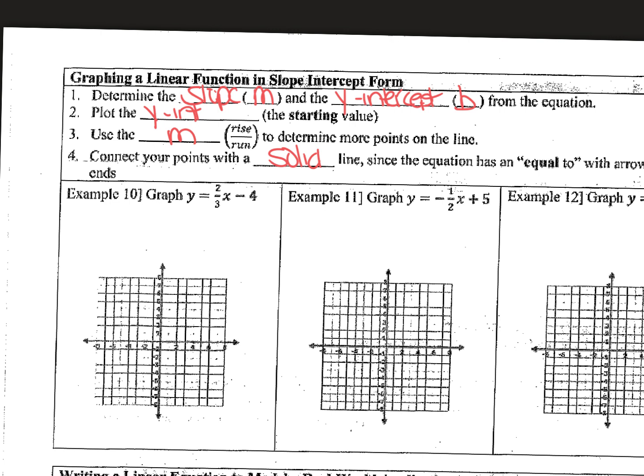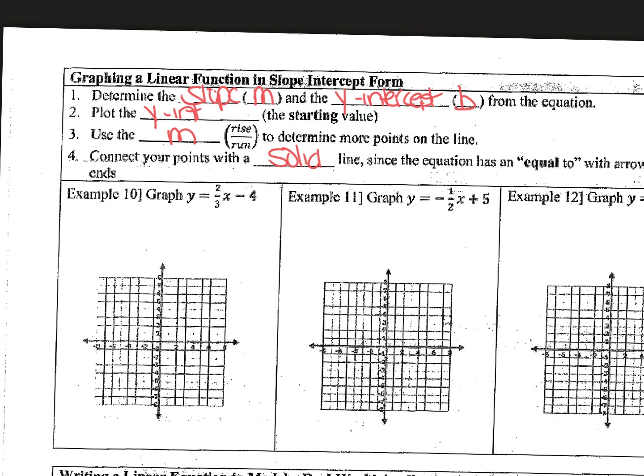I always want you to start by plotting your y-intercept first. That's why I remind myself that b is beginning, begin. And then we're going to use our slope to determine more points on the line. And then we're always going to connect them with a solid line, because the equation has an equal to, with arrows at the end, okay? It's going to continue on.